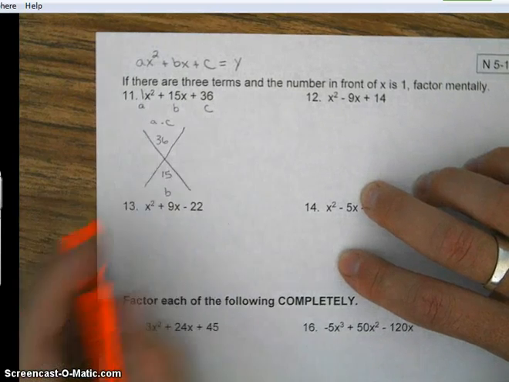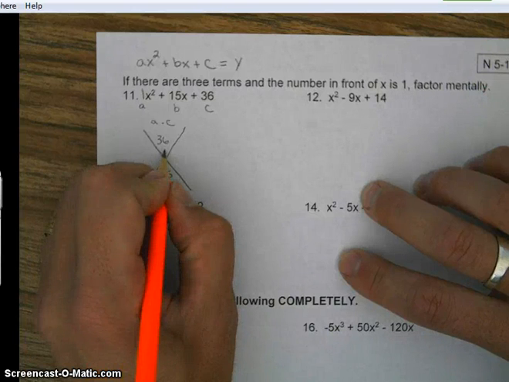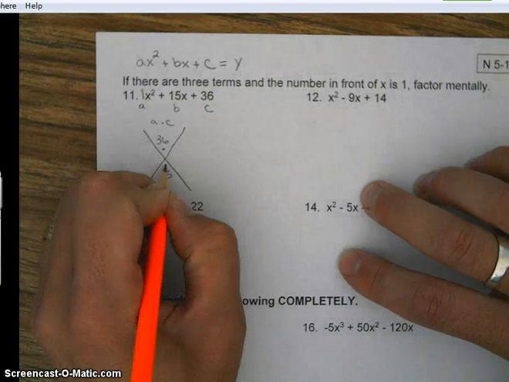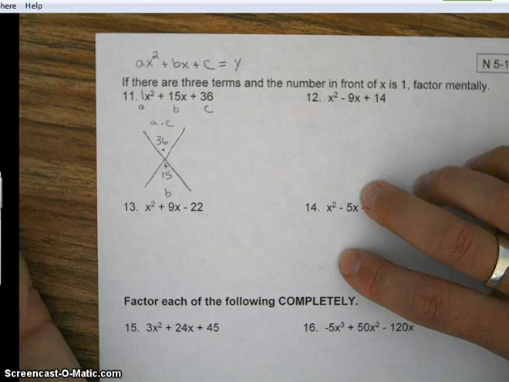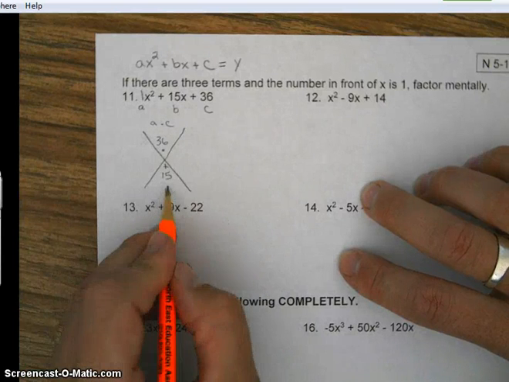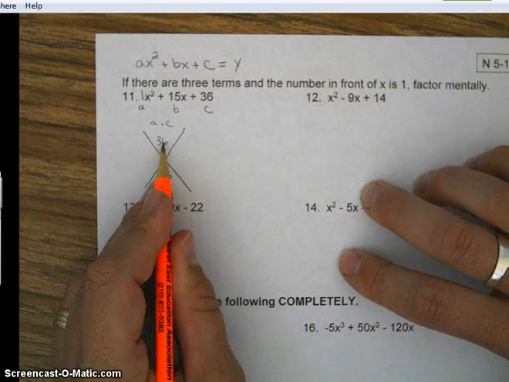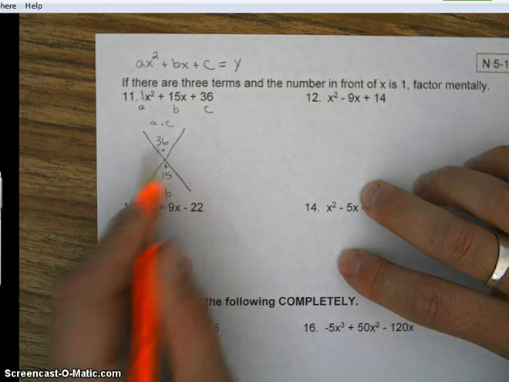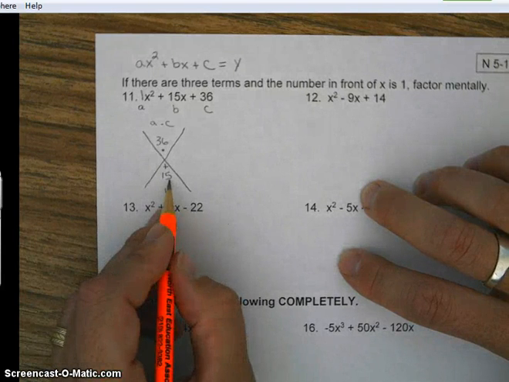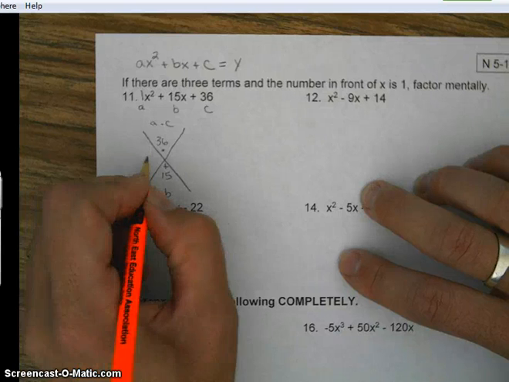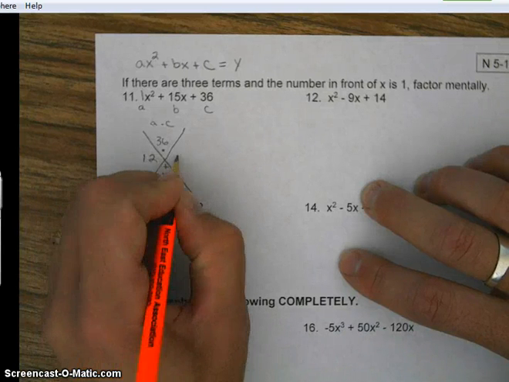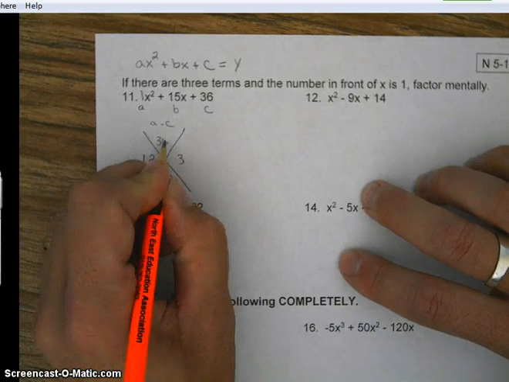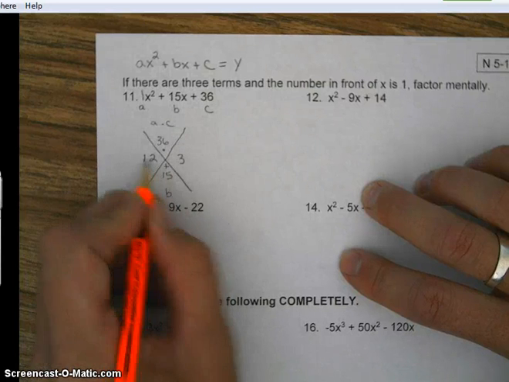Next thing you're going to do is you're going to try to think of two numbers that multiply to give you 36 and add to give you 15. So 4 times 9 is 36, but 4 plus 9 is not 15. We're going to use 12 and 3. They multiply to give us 36, and they add to give us 15.